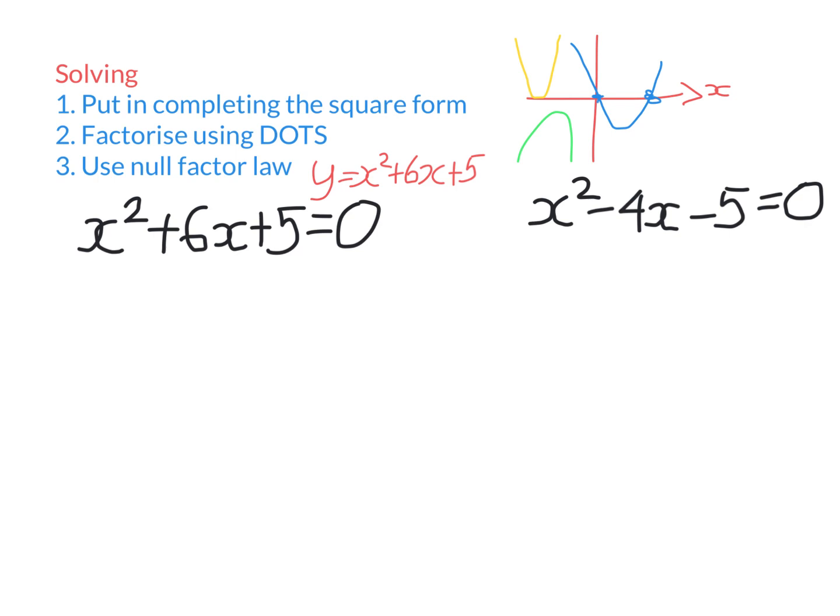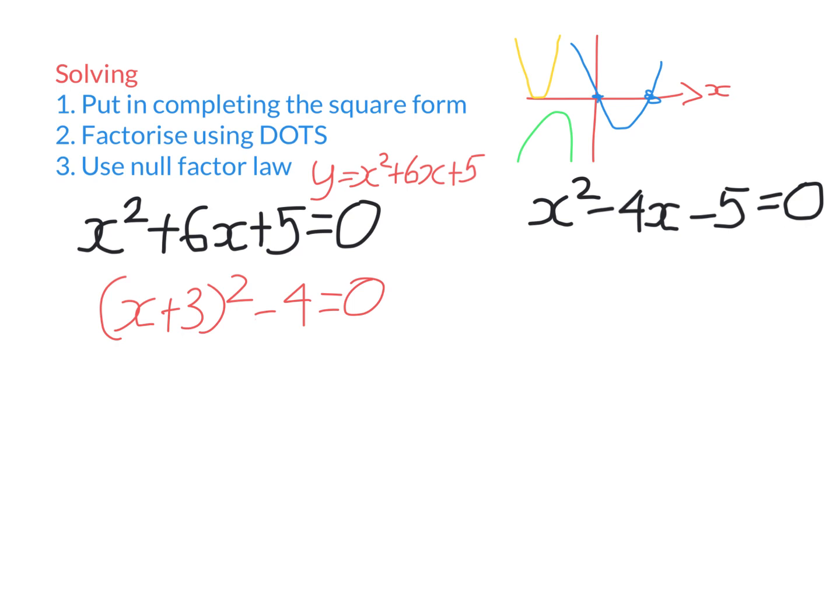So firstly, I'm going to complete the square. So that means I'm going to write it as x plus 3 squared. Why did I choose 3? Because it's half of 6. So then outside the brackets, we have 5 minus 3 squared, which is negative 4. 5 minus 9 is negative 4. So now we've put it in completing the square form.